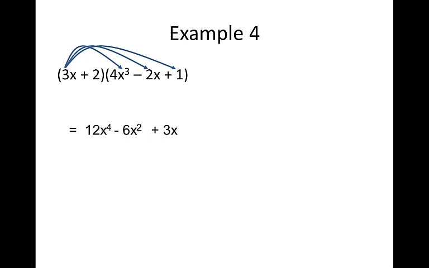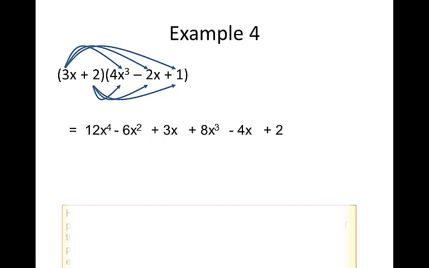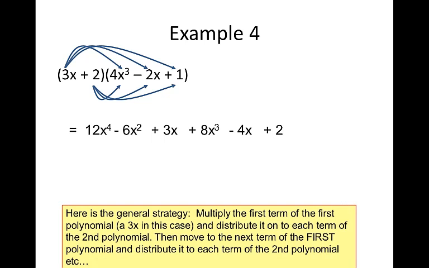Then move on to the 2. 2 times 4x cubed, 8x cubed. 2 times negative 2x is negative 4x. 2 times 1 is 2. Now look, can we combine any like terms here? Yes, there are some like terms. We can combine the 3x and the negative 4x.